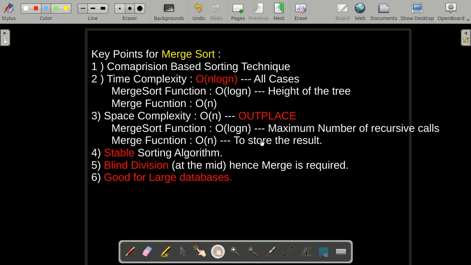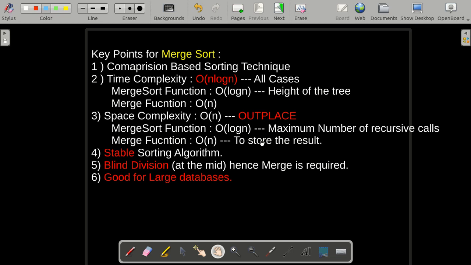Second, the merge function requires an array in order to store the result of the merged arrays. That is, in order to store the merged array, we use an extra space of order of n. So log n plus n will be order of n. So it is an outplace algorithm.